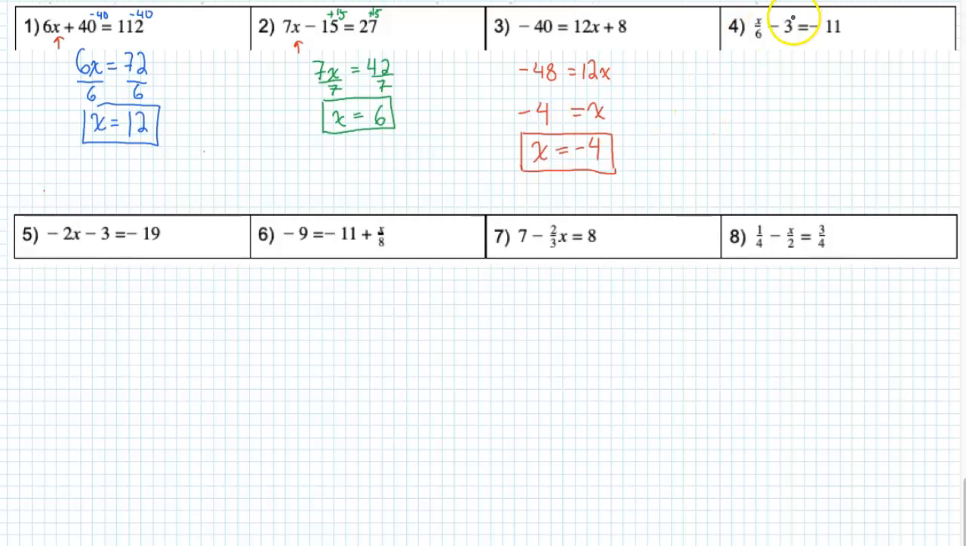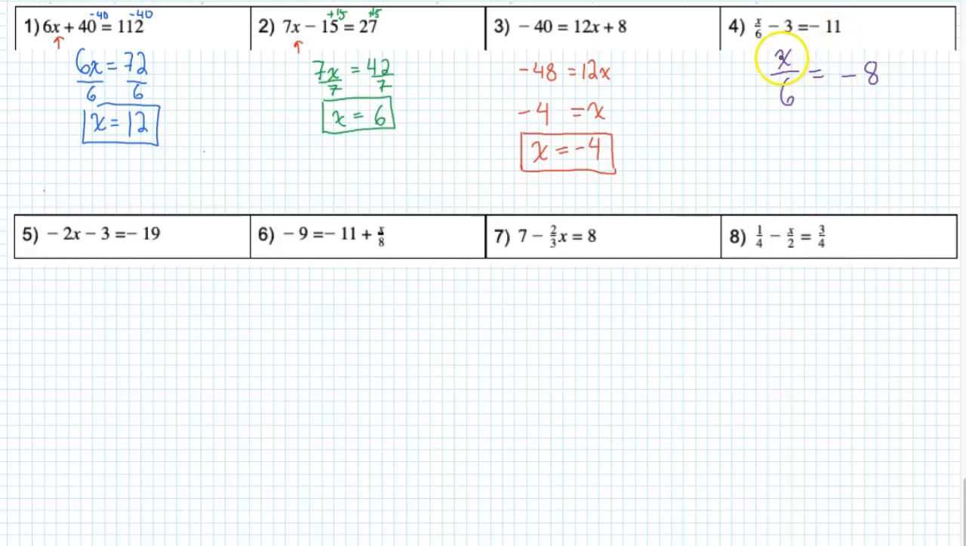Okay, so let's see. I've got division. As long as I do the same to both sides, I could undo the division on both sides first. I think it's probably more appropriate to undo the subtraction first. So if I add 3 to both sides, that will leave me with x over 6. And if I add 3 to this side here, that would be negative 8, right?